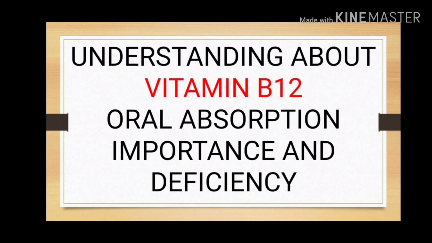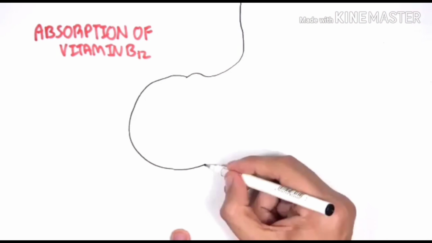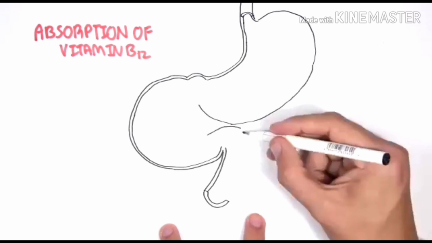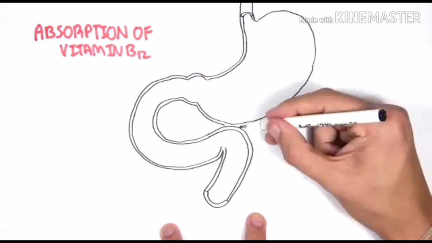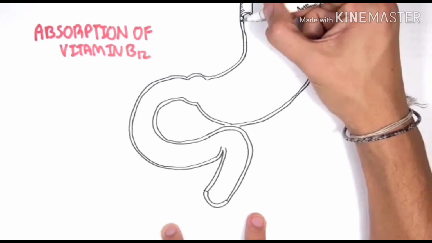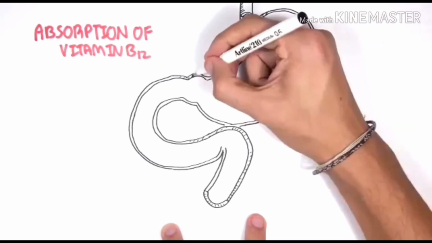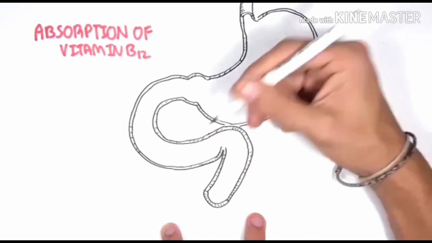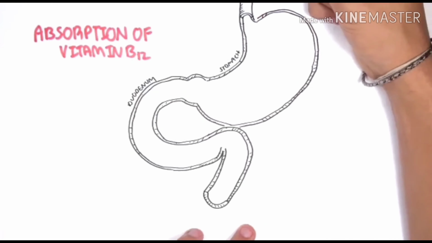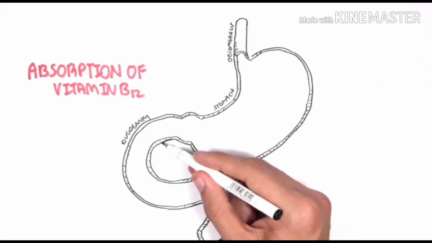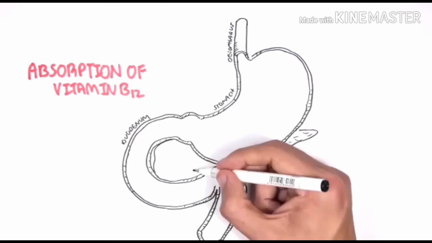Hello friends, today we are understanding about vitamin B12 oral absorption, importance and deficiency. Absorption of vitamin B12 is an interesting topic. Let us start the absorption of vitamin B12 with the digestive system. It consists of the duodenum, stomach and the esophagus, and also the pancreas.